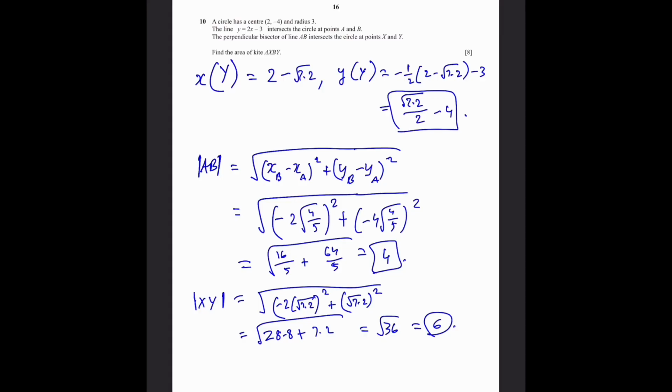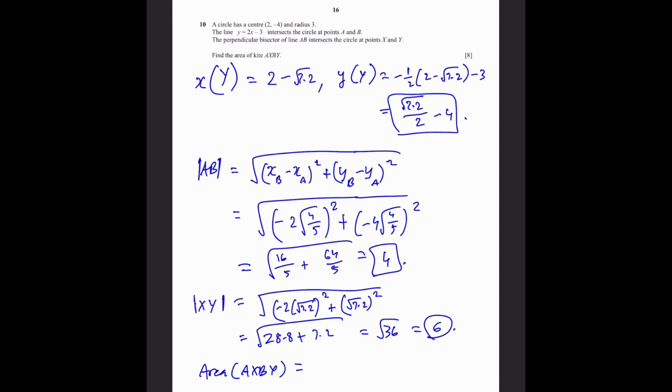So now the area of the kite, AXBY, that's going to be half times the length of both diagonals. So in this case, the length of both diagonals is going to be XY and AB, which is 4 and 6. So multiplying 6 and 4, and halving, we get the answer as 12. This is our final answer.